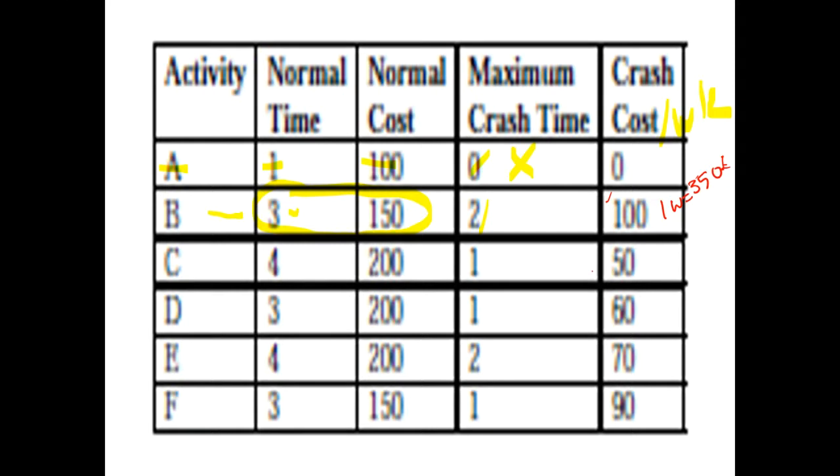Okay. For activity C, the option was you could crash it by 1 week. So one option is to deliver it in a 4 weeks period at a cost of 200. If you decide to use this crash, the new possibility will be to deliver it in 3 weeks at a cost of 250, instead of 200. Activity D, the normal time is 3 weeks for 200. The crash cost is 60,000. So you can potentially deliver this activity in 2 weeks at a cost of 260 in total, right? So the crash time and the crash cost per week are given.